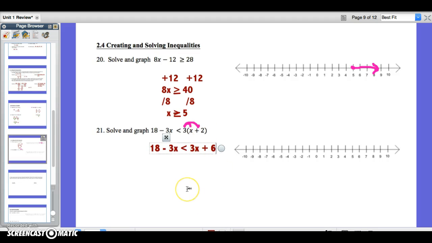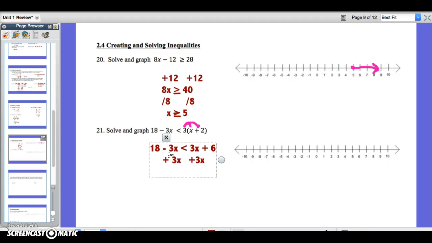Boom. Okay, now I need to get my x's onto the same side of the inequality. I look at the smaller one. So this one's negative 3x. The inverse operation to that subtraction is adding 3x. So I'm going to add 3x to both sides.